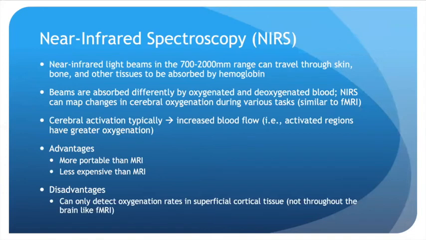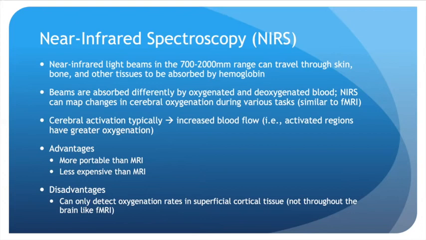NIRS imaging. Near infrared light beams in the 700 to 2000 nanometer range can travel through the skin, through bone and other tissues to be absorbed by hemoglobin. Beams are absorbed differently by oxygenated and deoxygenated blood. So NIRS can map changes in cerebral oxygenation during various tasks. Thus, it's relatively similar to functional MRI.